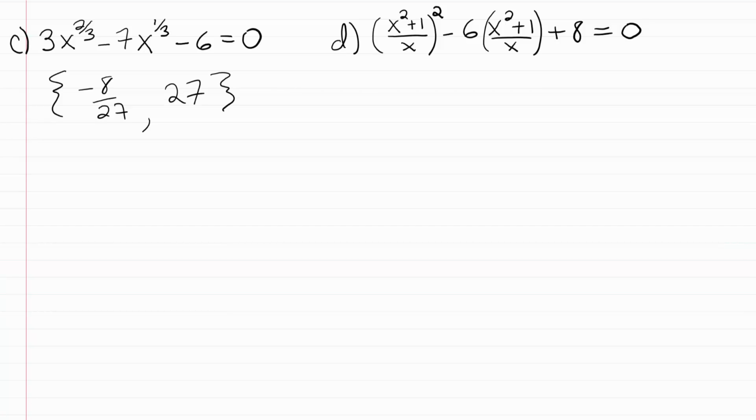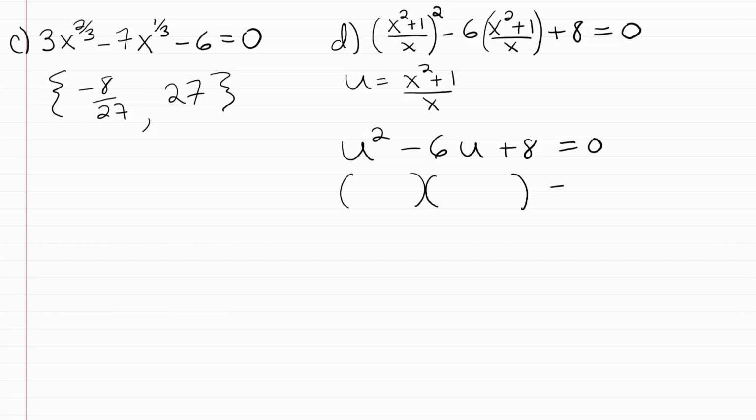All right, let's tackle equation D then. So equation D may look really complicated, but it really is, again, just u substitution, right? Because we can see that this guy squared would be the first term here, so it looks like an equation in quadratic form. So I'll say that u is equal to x squared plus 1 over x, and then I'll go ahead and apply u substitution, so it'll be u squared minus 6 times u plus 8 is equal to 0. We can try to factor this equation then.